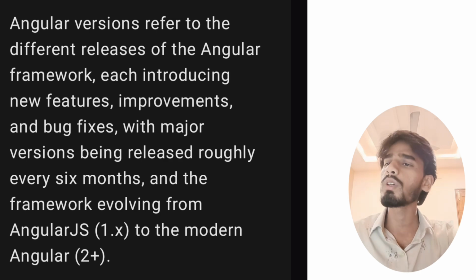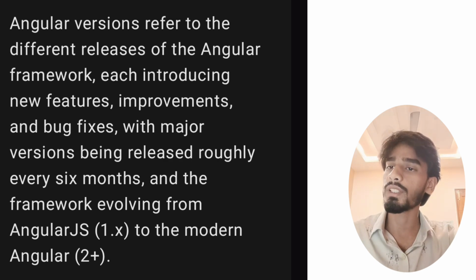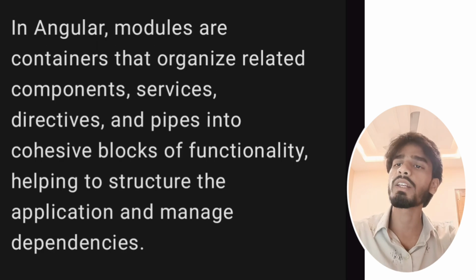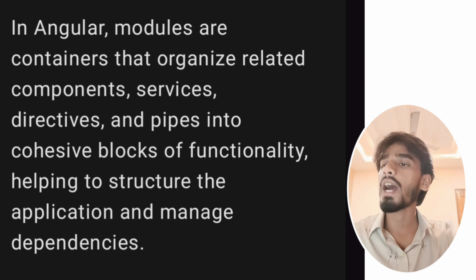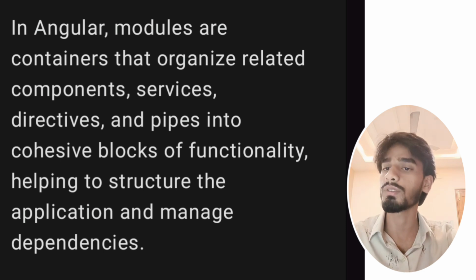Versions. Angular versions refer to the different releases of the Angular framework, each introducing new features, improvements, and bug fixes, with major versions being released roughly every 6 months, and the framework evolving from AngularJS 1.x to the modern Angular 2+. Angular architecture components. Angular architecture components include modules, components, templates, services, and directives, working together to build dynamic, maintainable, and testable web applications with a clear separation of concerns.